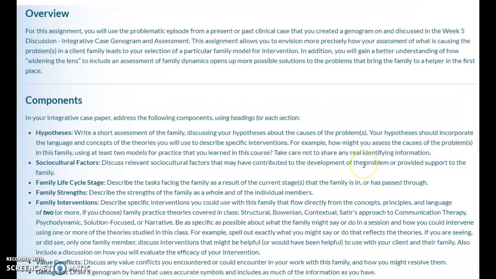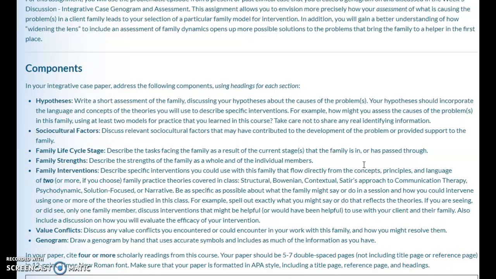So here you see the major components for the paper. The hypothesis section is very similar to the hypothesis section in your family of origin paper. You'll be discussing the presenting issue through the use of 2 theories discussed in the class. So that's a slight difference. In the previous paper, you were discussing it based off of 1 theory. For this one, it will be at least 2 theories. And please remember that this section is based on conceptualizing the issue, not discussing interventions. There will be a separate section for that.